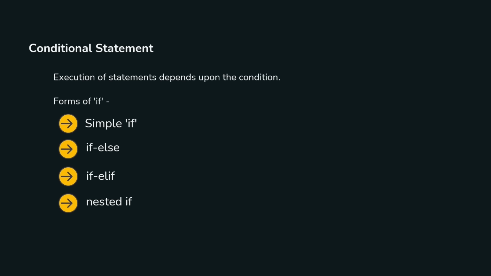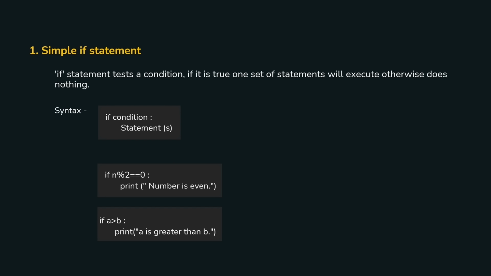In the revision tour of Python, we have reached one important topic, that is the conditional statement. It is used to check a condition, and based on the result of the condition, some statements will execute and some will not. Here is the first form of if, that is simple if. We write the if keyword followed by a condition. If the condition evaluates to true, these statements will get executed. It means with the simple if we can write the true part. Look at the example. Here is a condition for an even number. If the number is completely divisible by 2, it means its remainder is 0. That means the number is even.